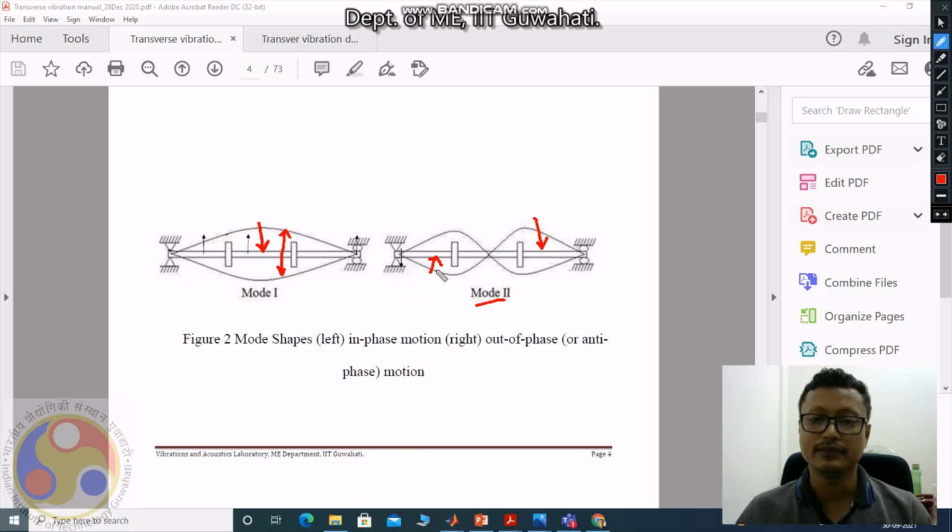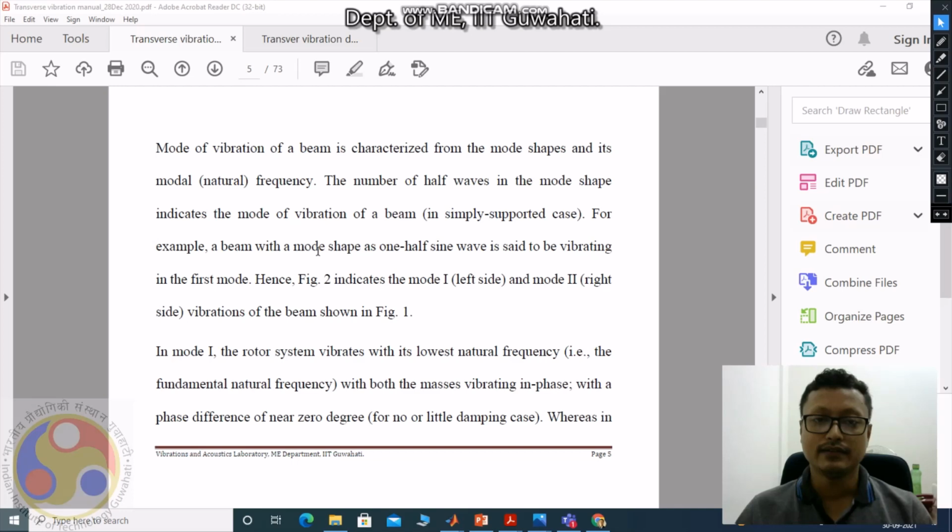If you use two hammers at the same time, striking here and here, then the vibration will occur like this. So this is mode 1 and mode 2. Whatever frequency you get in the first mode is called the natural frequency of this system, and for the second mode of vibration, you get a frequency that is called the second natural frequency of the system. Let me erase this one. So this is the theory.